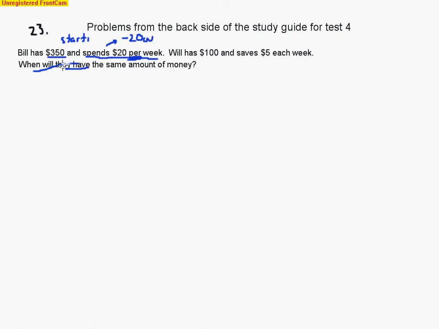Well, we could go ahead and figure out the next part by looking at Will. Will has something different. He has $100 right now, so he has a little bit less. But instead of spending, he saves. So what do you think the difference is between spends and saves? Spends means he has less money, but Will saves, so he has more money. So remember, he starts with 100, and since he's going to eventually have more, that means that we are adding $5 each week.